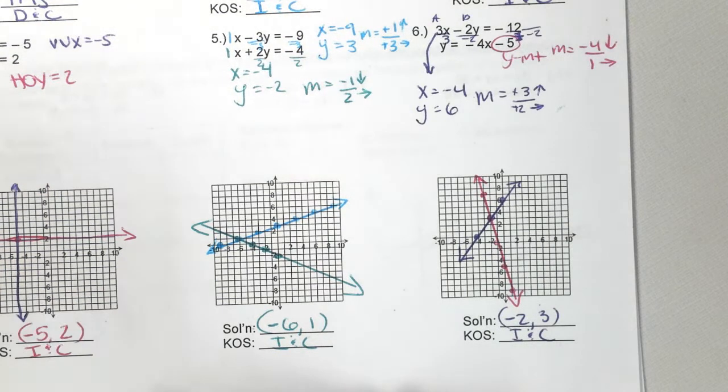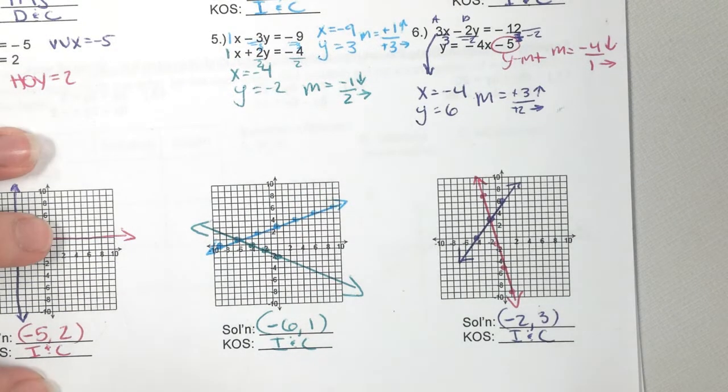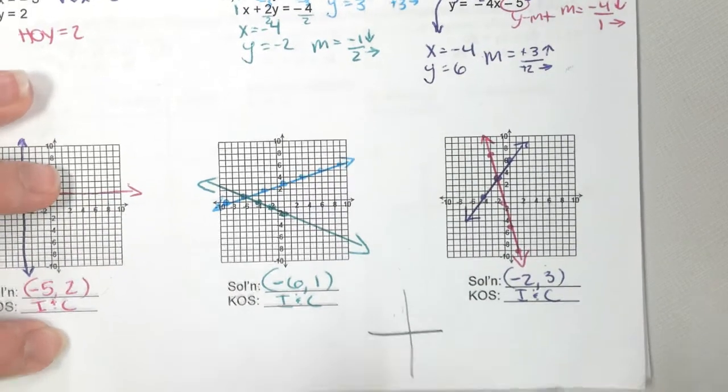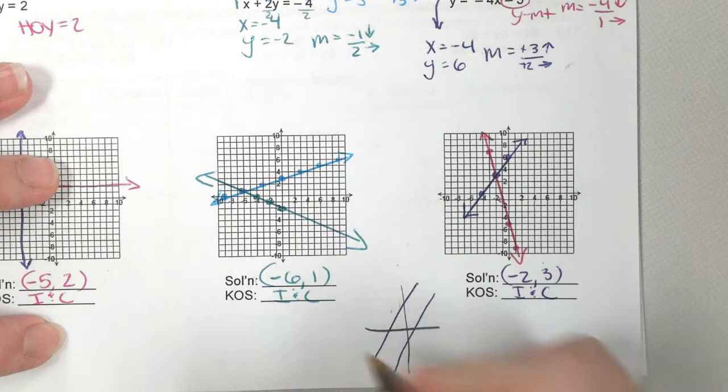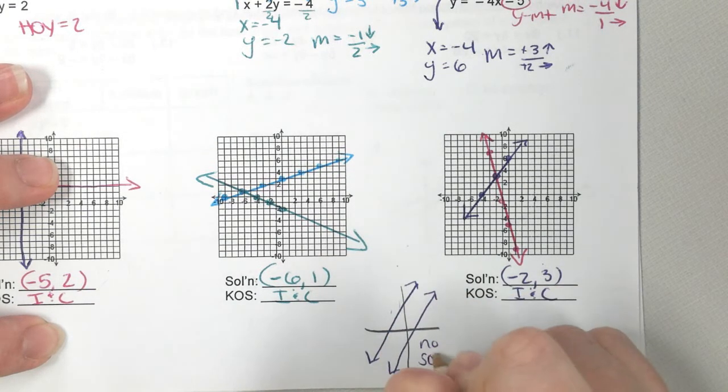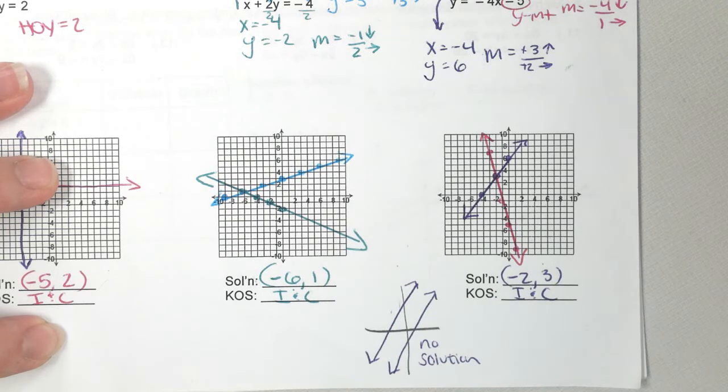Now, I didn't have an example of what no solution would look like, so just as a refresher, if we graph something with no solution, it would literally just be 2 lines that are parallel, so they have the same slope.